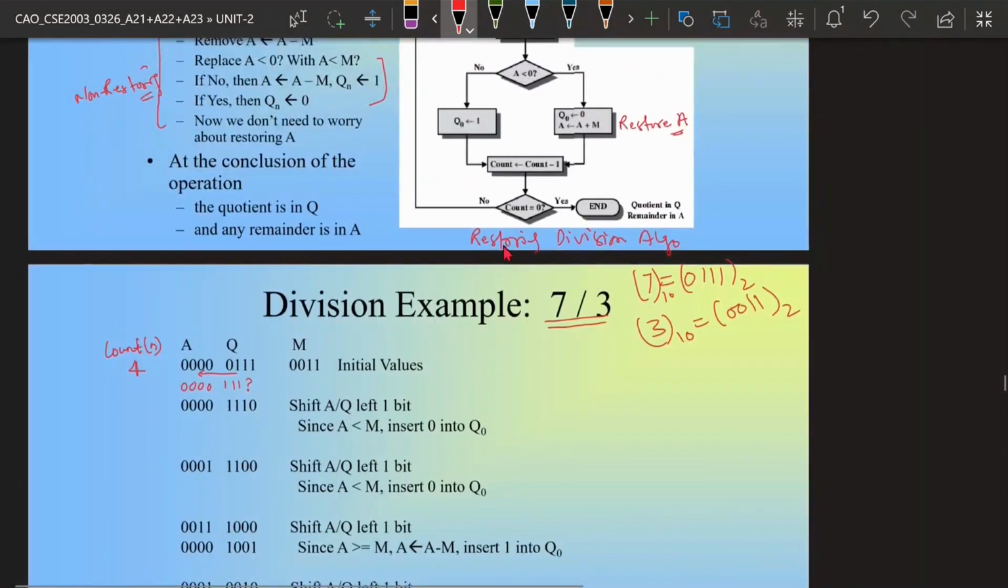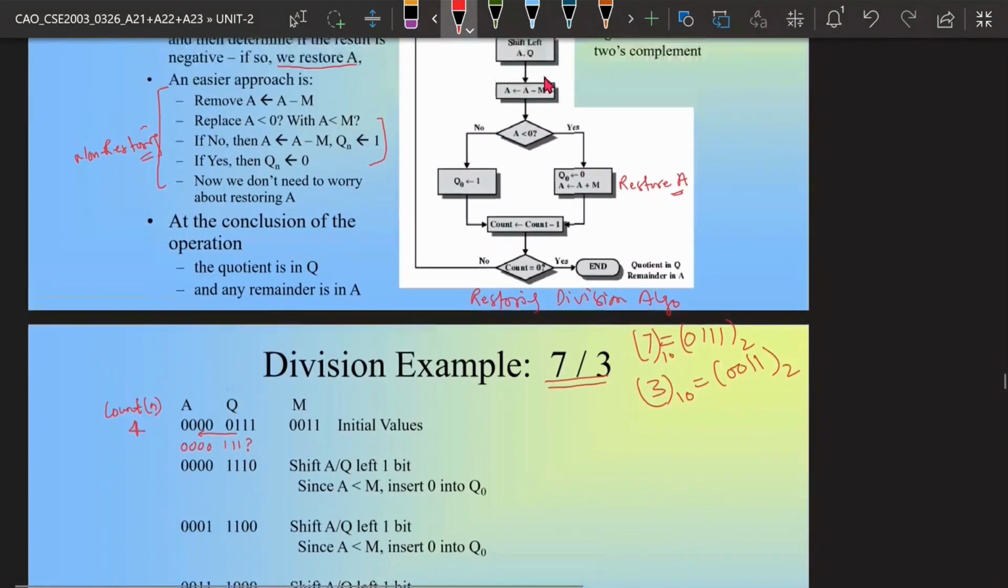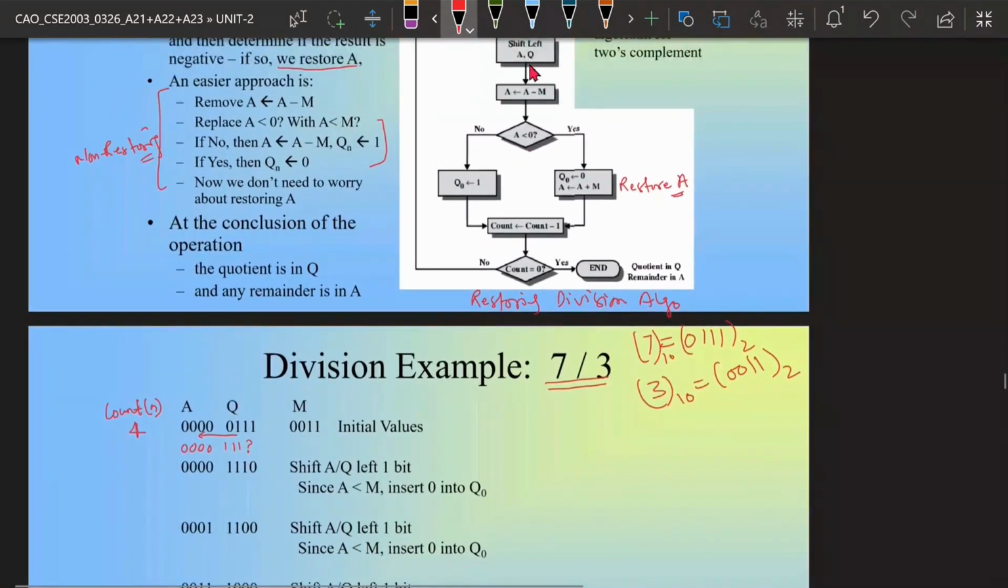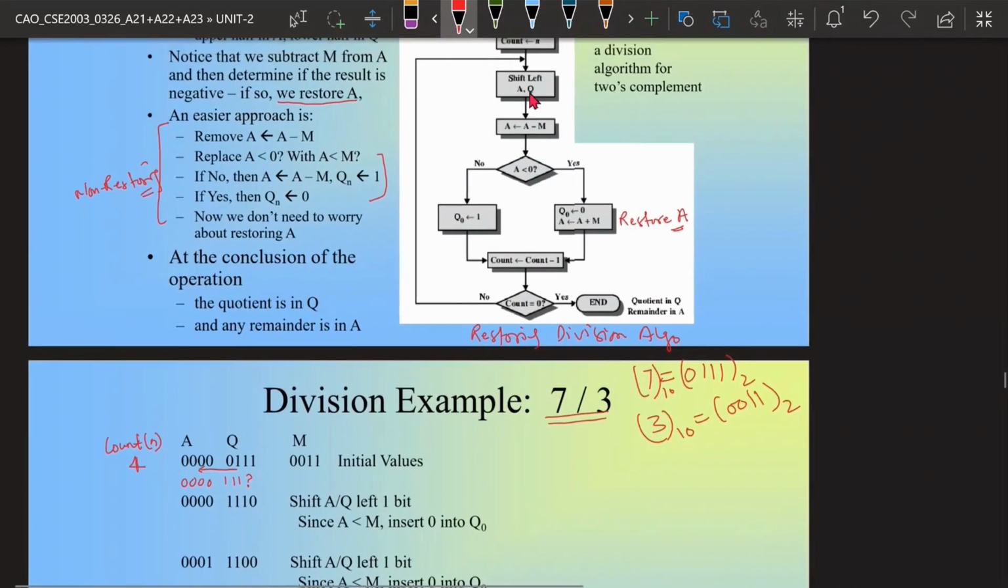Once we have done the shifting, the left shift of AQ, now we need to do A minus M. The accumulator is 0, 0, 0, 0. Now we need to subtract M. The M value is 0, 0, 1, 1. We need to subtract it, so we need to find out minus M.